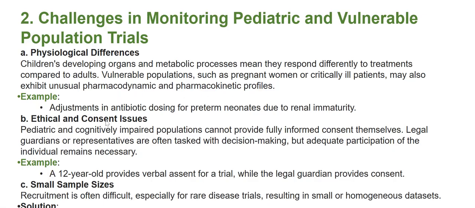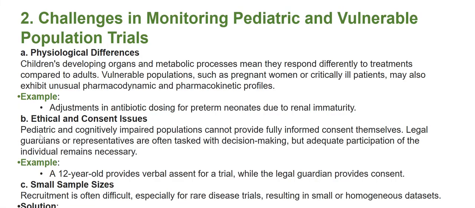Example, adjustments in antibiotic dosing for preterm neonates due to renal immaturity. Due to the immaturity of the kidneys, there will be adjustments in the dosages of the antibiotic, for instance if the investigational product or the study medication is an antibiotic, as an example.